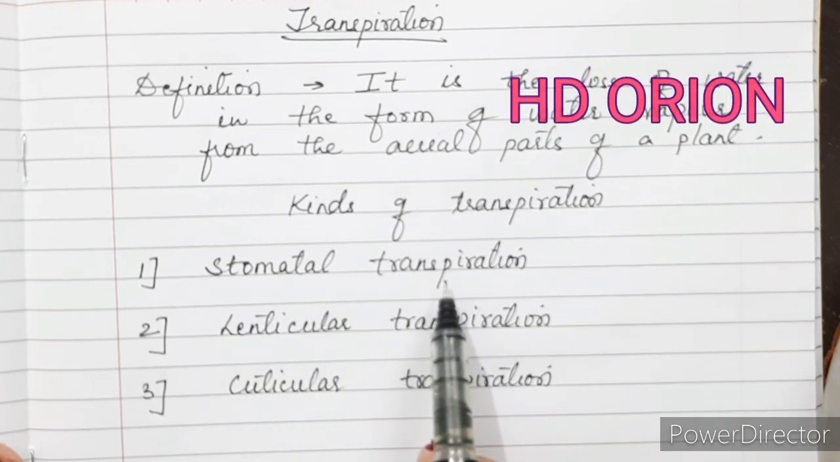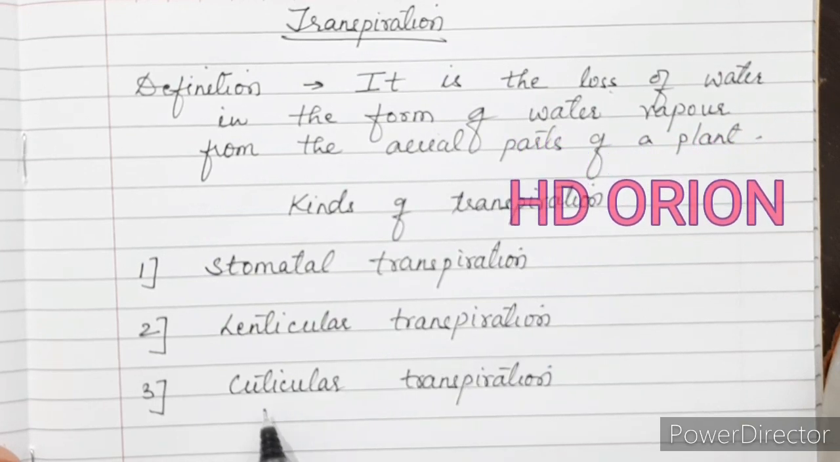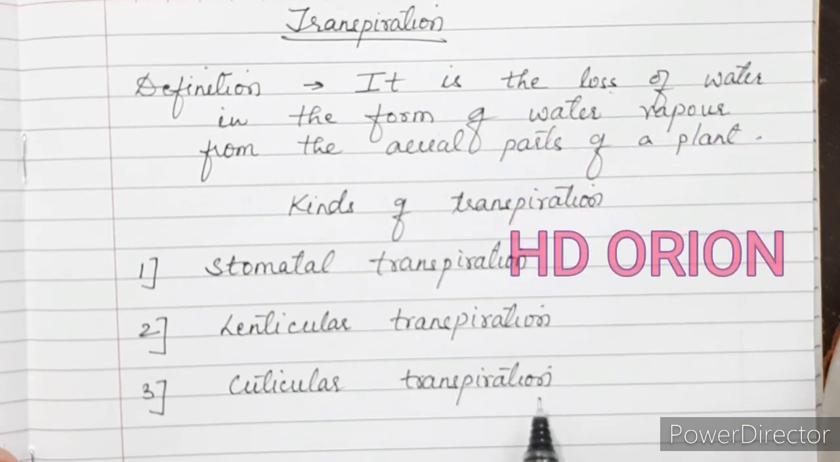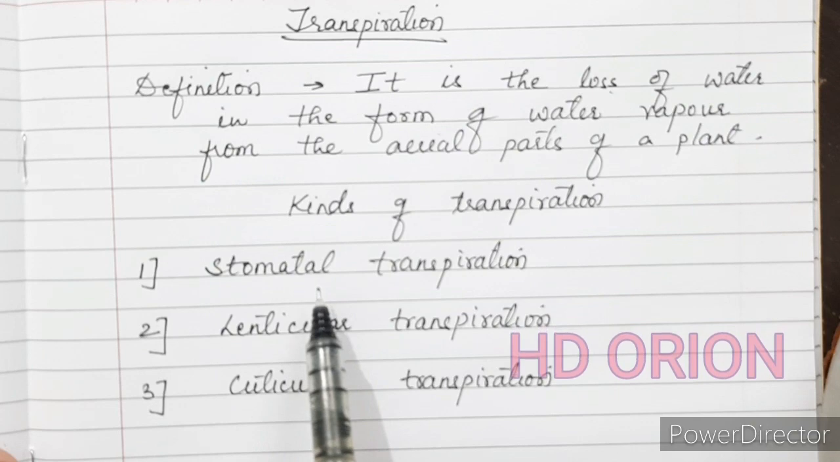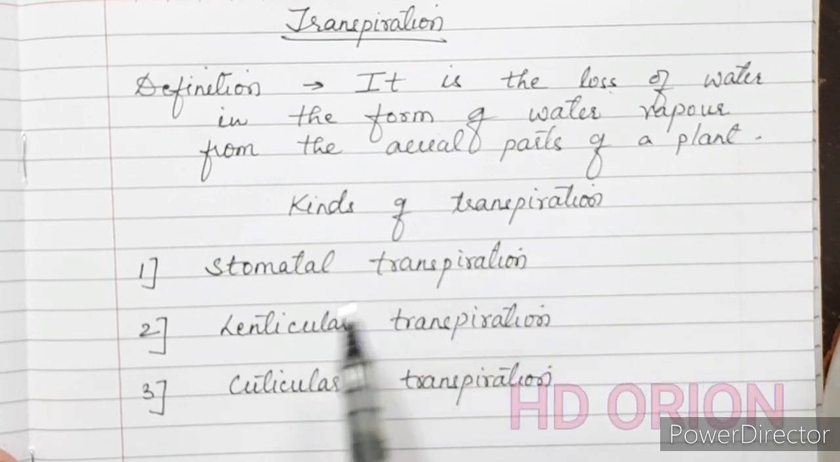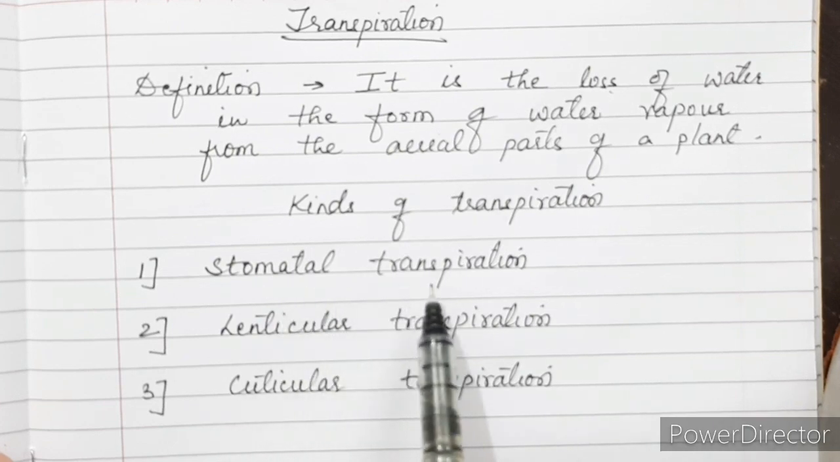Stomatal transpiration is done through stomata. Lenticular transpiration is done through lenticels, and cuticular transpiration is done through cuticle. Stomata are abundantly found in the entire plant body, while lenticels are found only in the bark of old stems. Cuticle is present on the surface of leaves and stem. Lenticular and cuticular transpiration contribute very little, and stomatal transpiration contributes the maximum to transpiration.